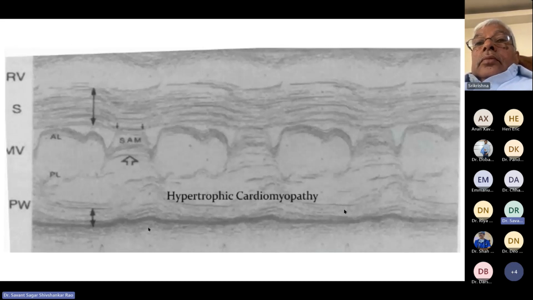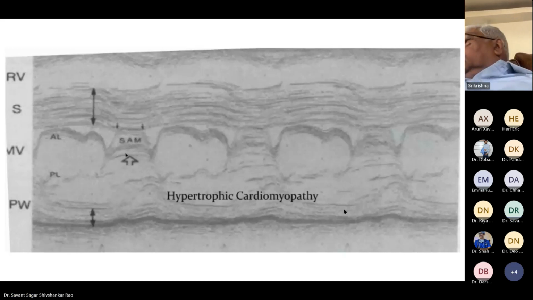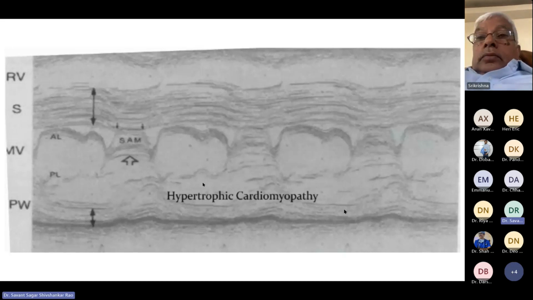This is the M mode, with the arrow mark showing the systolic anterior motion of the anterior mitral leaflet during systole. That is pathognomonic of hypertrophic obstructive cardiomyopathy.